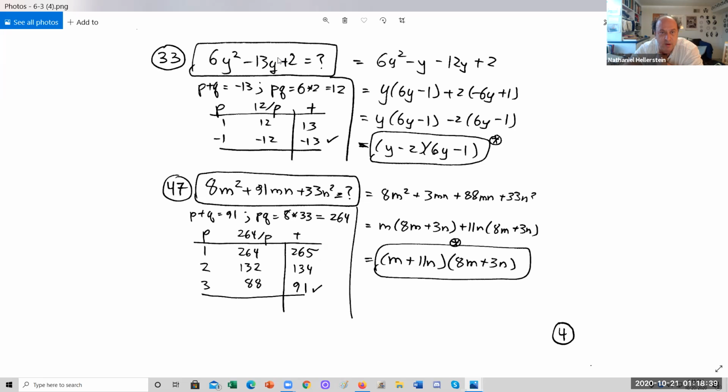So write negative 13y as negative y minus 12y. Okay, 6y squared minus y is y times 6y minus 1. Negative 12y plus 2, pull out a 2, negative 6y plus 1. Oops, wrong sign, so pull out a negative. So negative 2 times 6y minus 1, y times 6y minus 1. Remove a common factor of 6y minus 1 times what's left, y minus 2.